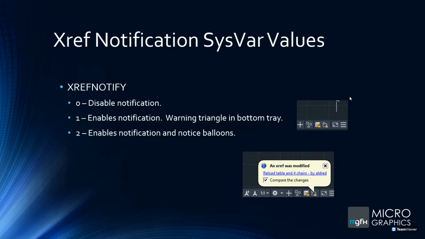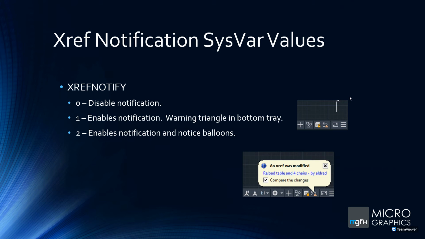Okay, so now these are sort of the different notifications that you get. So basically, when you are working in AutoCAD with your Xrefs, if you want to get notifications, have either 1 or 2. So with number 1, it just has a little warning triangle in the bottom right-hand corner. And number 2, it does the warning notification and the notice balloons as well.